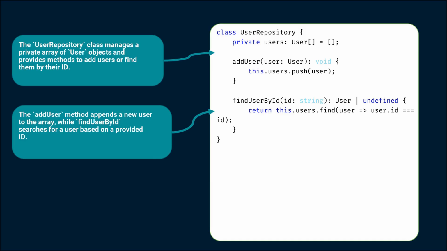Additionally, the findUserById method enables us to retrieve a user based on their unique identifier. It uses the JavaScript array method, find, which returns the first user matching the specified ID or undefined if no match is found. This encapsulated approach not only abstracts the data handling, but also facilitates reliable unit testing by allowing us to mock the user repository during tests. Together, these methods promote a clean separation of concerns in our application architecture, aligning with the principles of DDD.